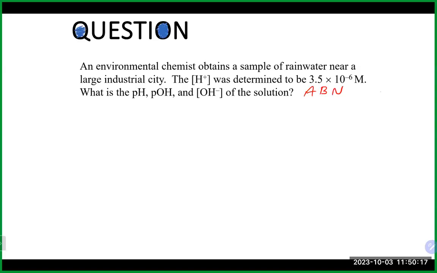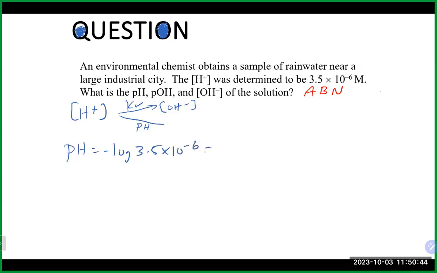Yeah, so again, as you said, there are multiple ways you can approach this. In this case, we do have the H plus concentration given to us, which means we could use KW to get the OH minus first if you wanted to. You could also just get the pH from it. So in this case, I'm going to just get the pH first. pH is equal to minus the log of our H plus concentration, which is 3.5 times 10 to the minus 6.